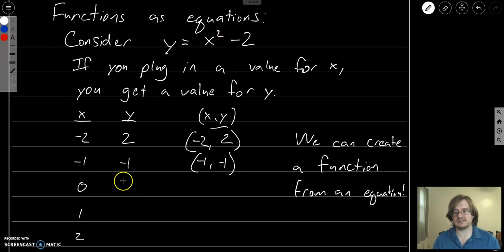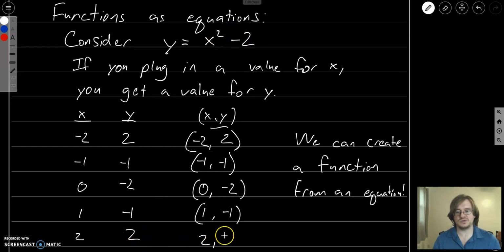0, if I plug a 0 in there, I get negative 2. So 0 is related to negative 2. 1, if I plug a 1 in there, I still get a negative 1. 1 squared minus 2. So 1 is also related to negative 1. And if I plug a 2 into here, 2 squared is 4, minus 2 is 2. So 2 is related to 2.